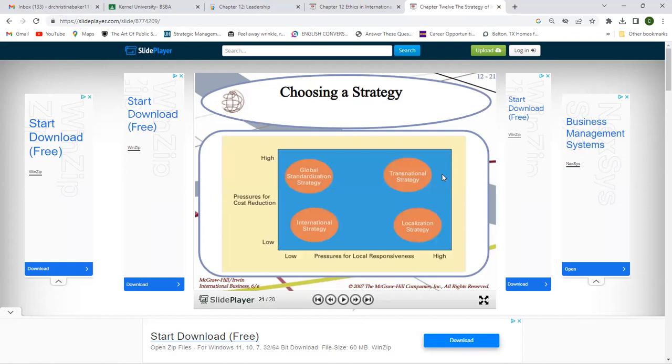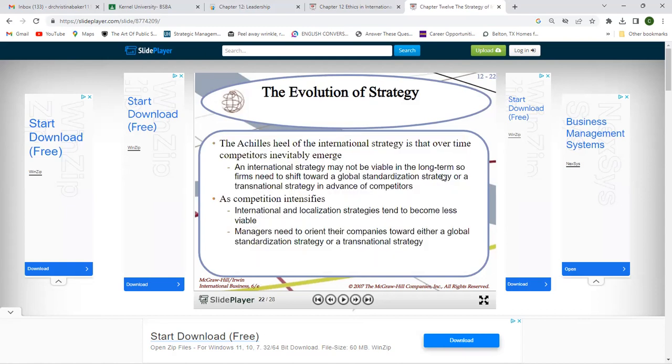Choosing a strategy. High pressures for cost reduction, low. We have global standardization strategy, multinational strategy, international strategy, and localization strategy. The Achilles heel of the international strategy is that over time, competitors eventually emerge. An international strategy may not be viable in the long term, so there is a need to shift toward a global standardization strategy or transnational strategy in advance of competitors.